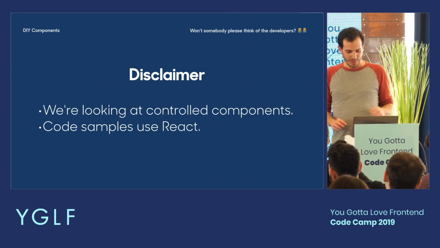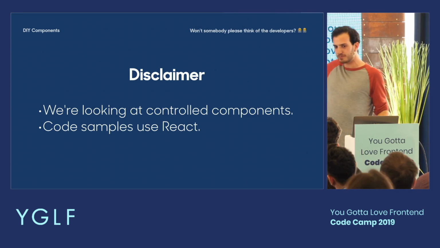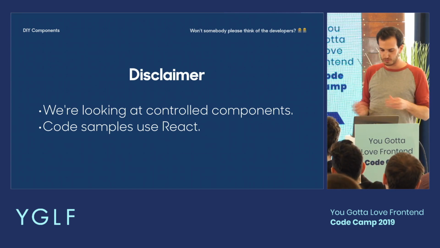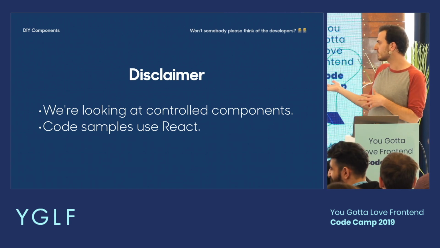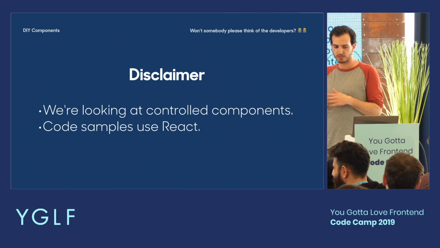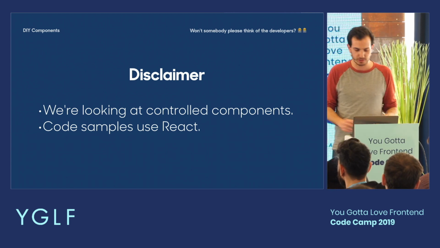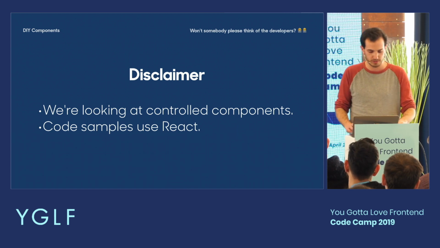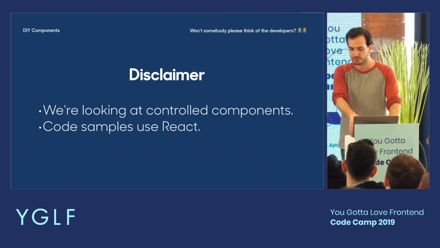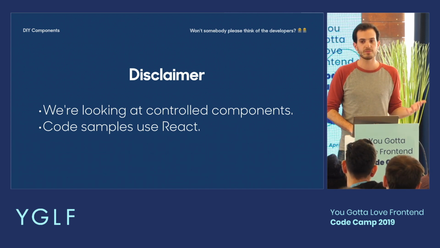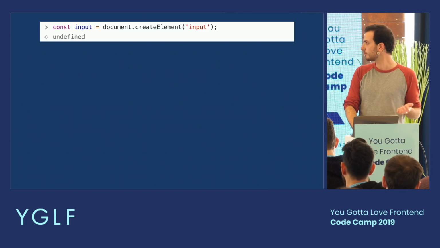All right. So, quick disclaimer: we're looking at controlled components versus uncontrolled. We're not really gonna get into that. And the second thing is that the code samples use React, but not really. They're very, very short, and I don't think it should matter for anyone that is not in the world of React. All right, there are plenty of lessons, I think, to be learned from native elements, as I said earlier, and specifically their API design.